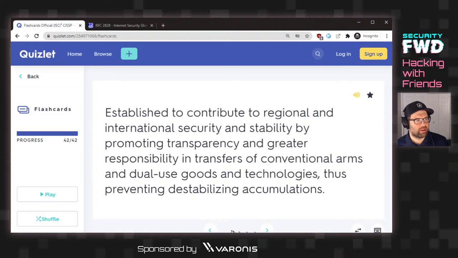Established to contribute to regional and international security and stability by promoting transparency and greater responsibility in transfers of conventional arms and dual-use goods and technologies, thus preventing destabilizing accumulations. Arms Control Act? I'm not sure. The Wassenaar Agreement. Oh, gosh.